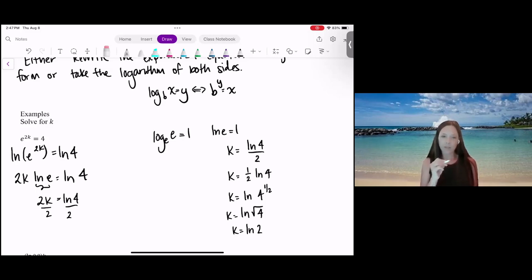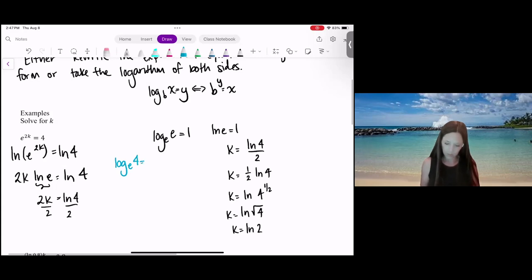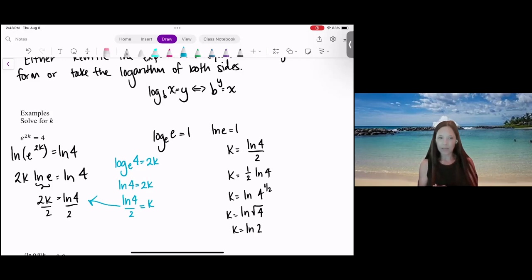Rewriting this from exponential form into logarithmic form, I'm going to show you in a different color. The base of the exponent becomes the base of the logarithm. That's log base e, which is natural log. And then instead of writing log base e of 2k, it's actually log base e of 4 equals 2k. And remember, I'm solving for k, so I would need to divide by 2. I'm going to write log base e as natural log. That means I have natural log of 4 equals 2k, or natural log of 4 over 2 equals k, which is the same thing that I had here. Rewriting and taking the log of both sides are going to get you to the same place. It's just a matter of what you feel more comfortable with.